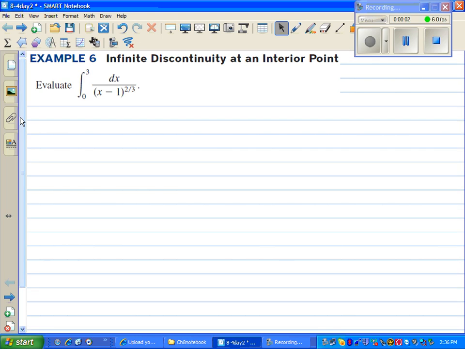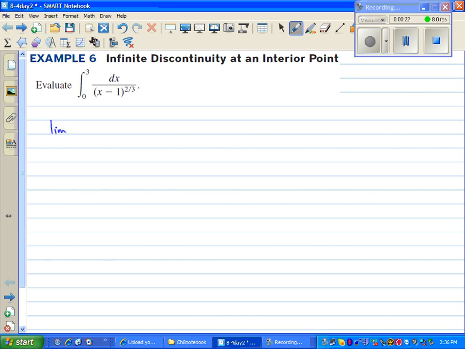This is section 8.4, day 2. In example 6, we have an infinite discontinuity at an interior point. Notice the function is 1 over (x minus 1) to the 2/3. 1 makes the denominator 0, and 1 is in the interval from 0 to 3. So we're going to have to split this integral up into two limits.